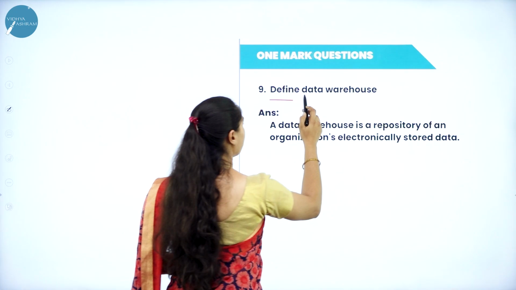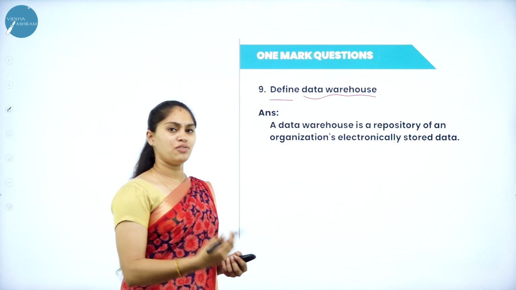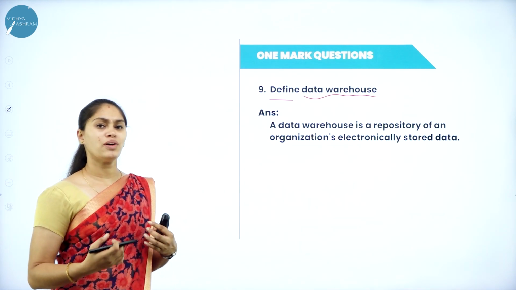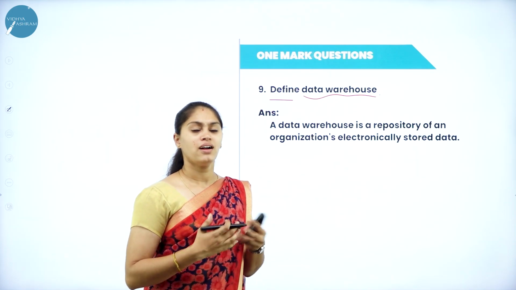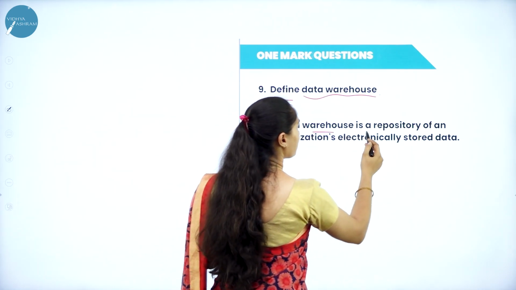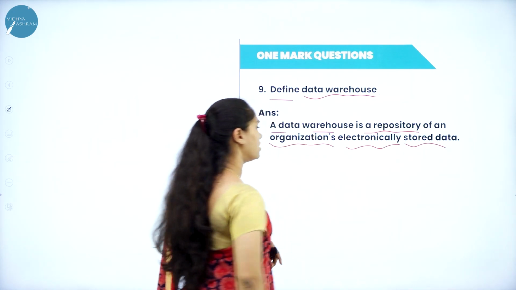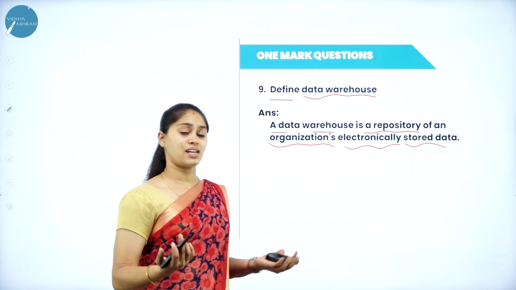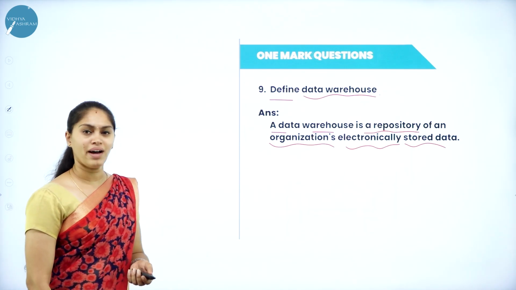Next question, define data warehouse. What do you mean by data warehouse here? If you are running a business or an organization, we are going to have some e-documents, or we are going to store some data and information with the help of files, folders, records like that. Here a data warehouse is a repository of an organization's electronically stored data. It holds the data and information of an organization, which consists of electronically stored data. That's all about the 1 mark questions.